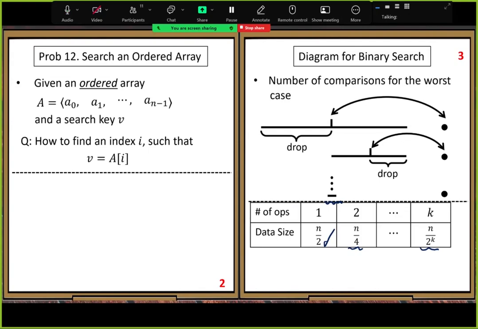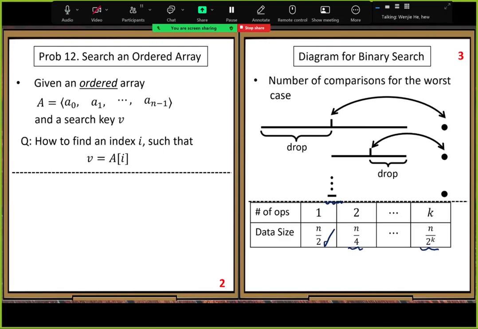final survival element, the final one. You do not need to do further split. You cannot split one element, right? So the last split should correspond to one element remaining. Only one element remains. Based on that understanding, we can find an inequality to describe the condition for after the last split.